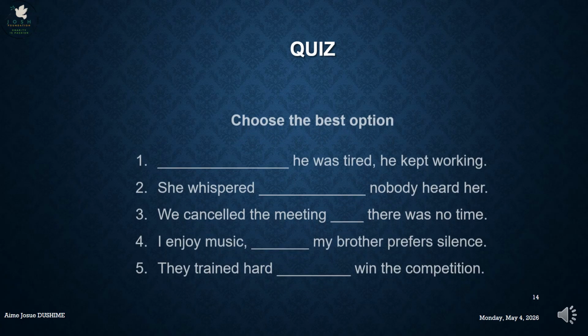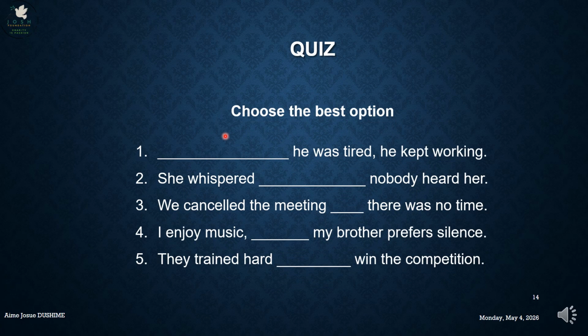Let's do the quiz here. You're going to choose the best option in the linking words that we have learned. Dash dash, he was tired, he kept working. She whispered, dash dash, nobody heard her. We cancelled the meeting, dash dash, there was no time. I enjoy music, dash dash, my brother prefers silence. They trained hard, dash dash, win the competition.